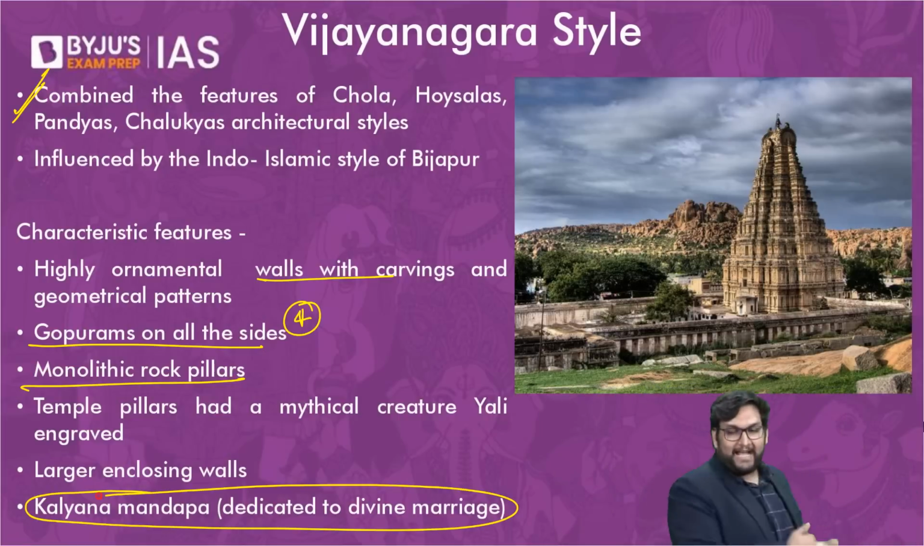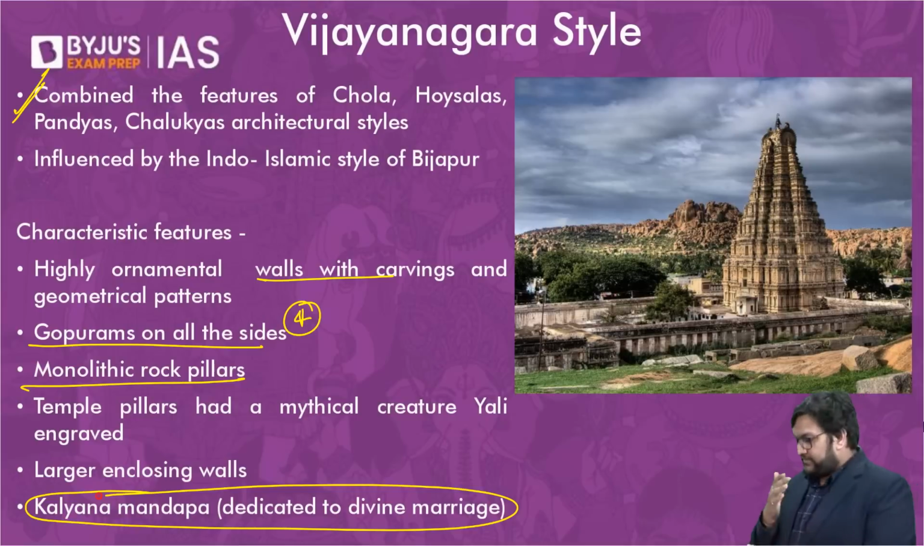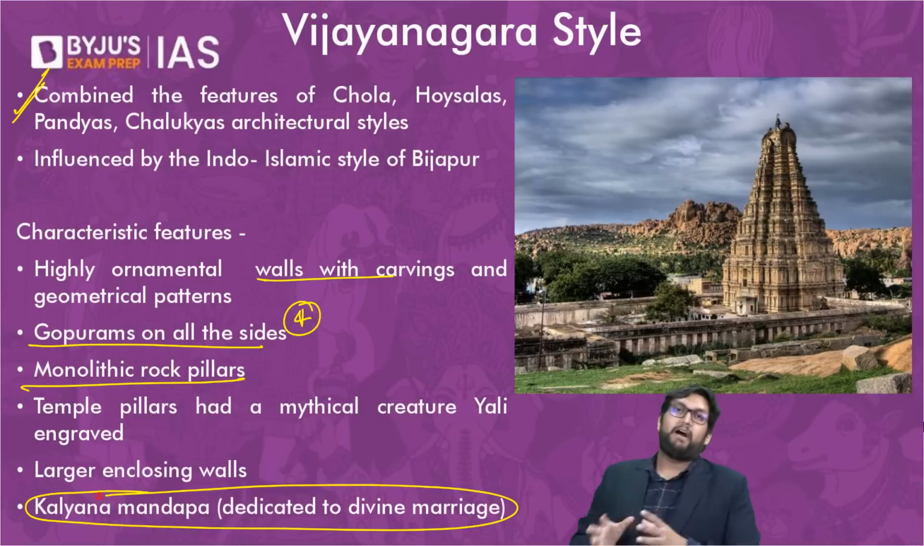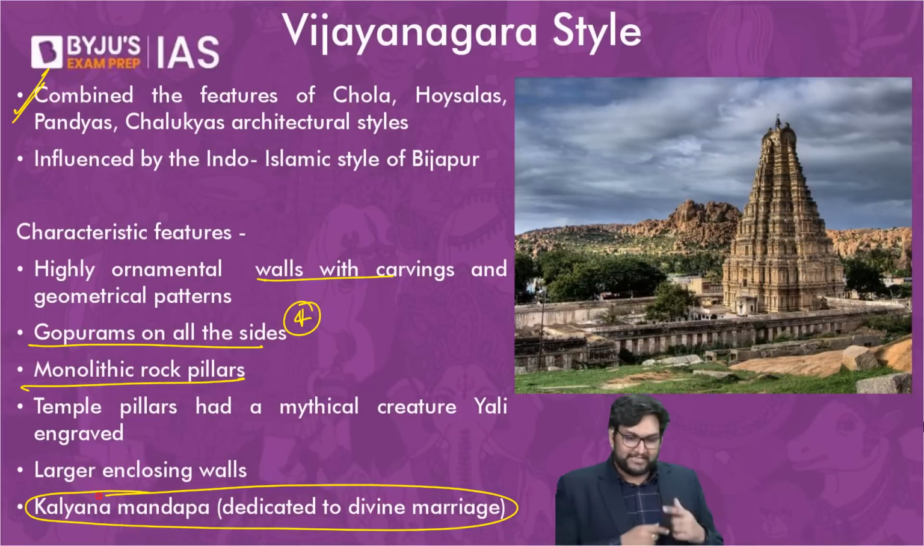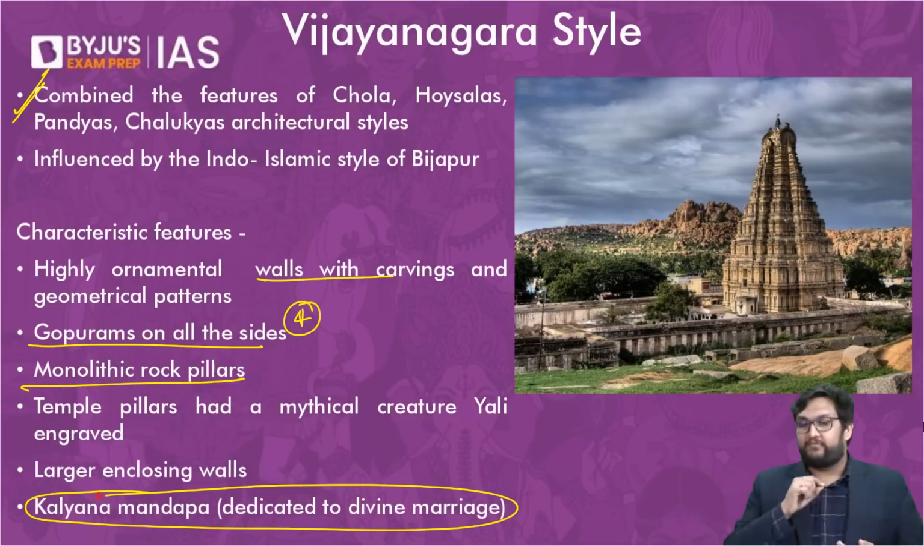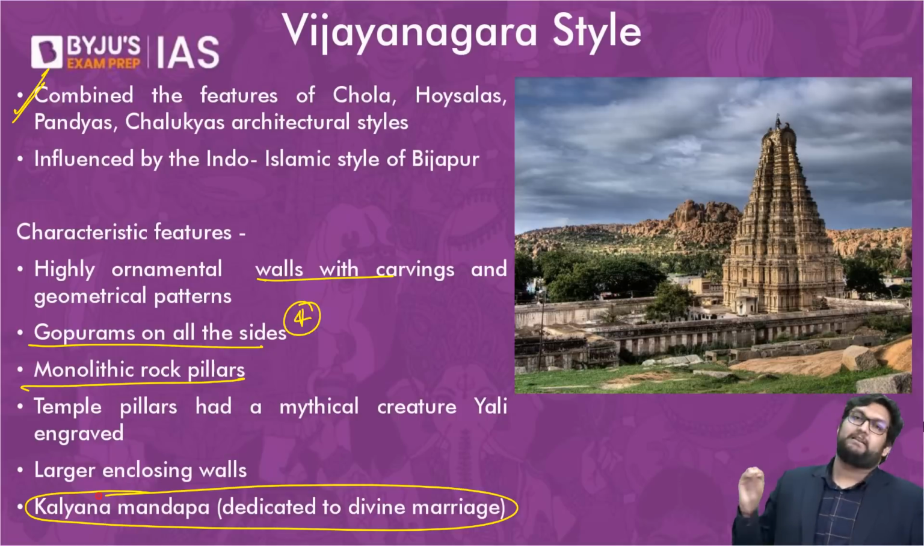style. Kalyan Mandap is basically a specific mandap in which every year the deity, the god and the goddess, Shiva, Parvati, Lord Vishnu, and Lakshmi, are married ceremonially. So this is something which Vijayanagara style is known for. In all Vijayanagara style temples, you will find a mandap specifically given for that, which is the Kalyan Mandap or the divine marriage mandap.